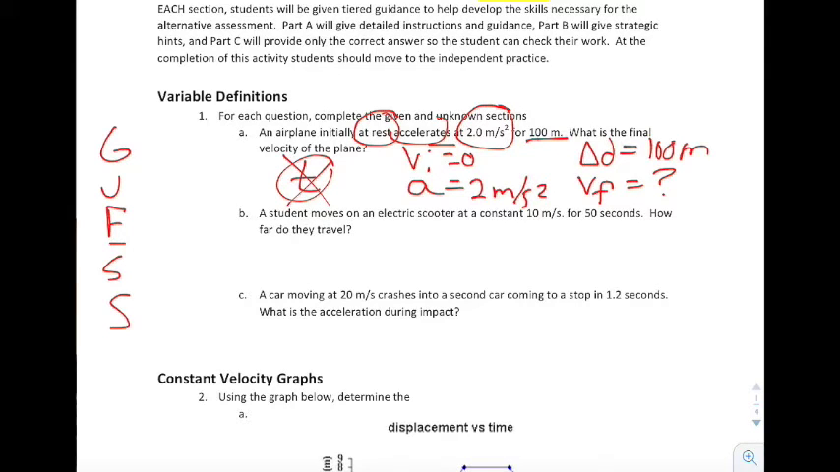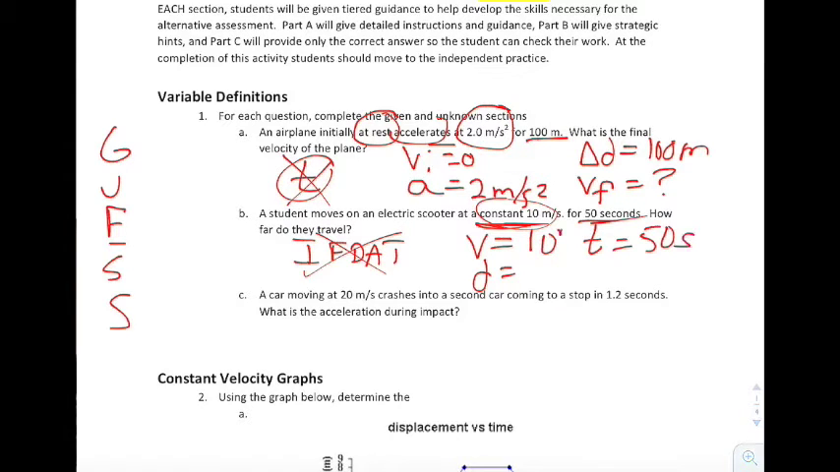On the next one, it says a student moves on an electric scooter at a constant 10 meters per second for 50 seconds. As soon as you have a constant velocity, you know that it is not going to be v, i, a, d, t anymore, and instead it's just going to be your v, your d, and your t. Now it's up to you to figure out that this is going to be 10, this is going to be 50, and this is going to be your question mark.